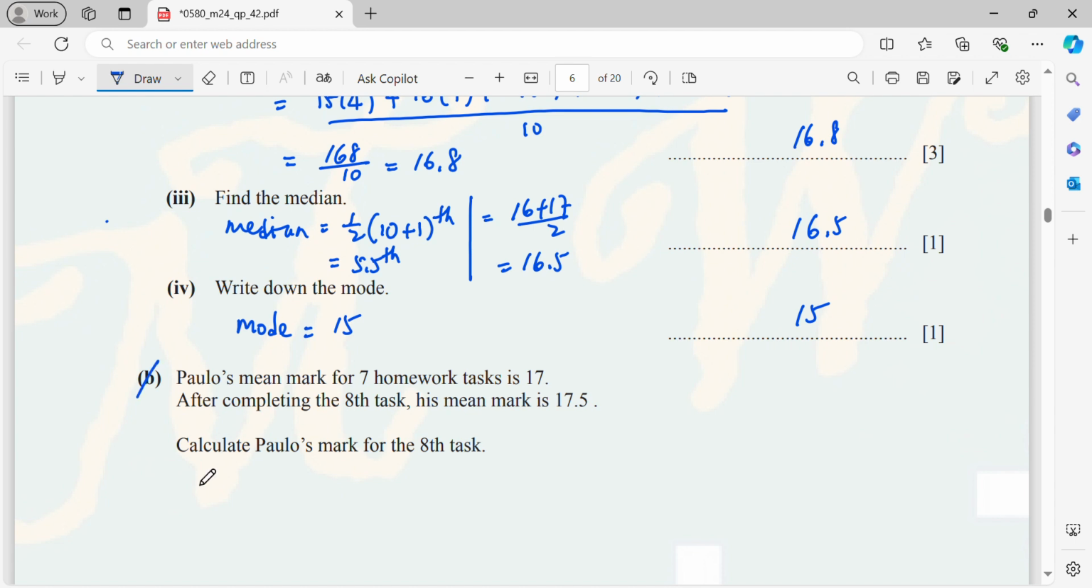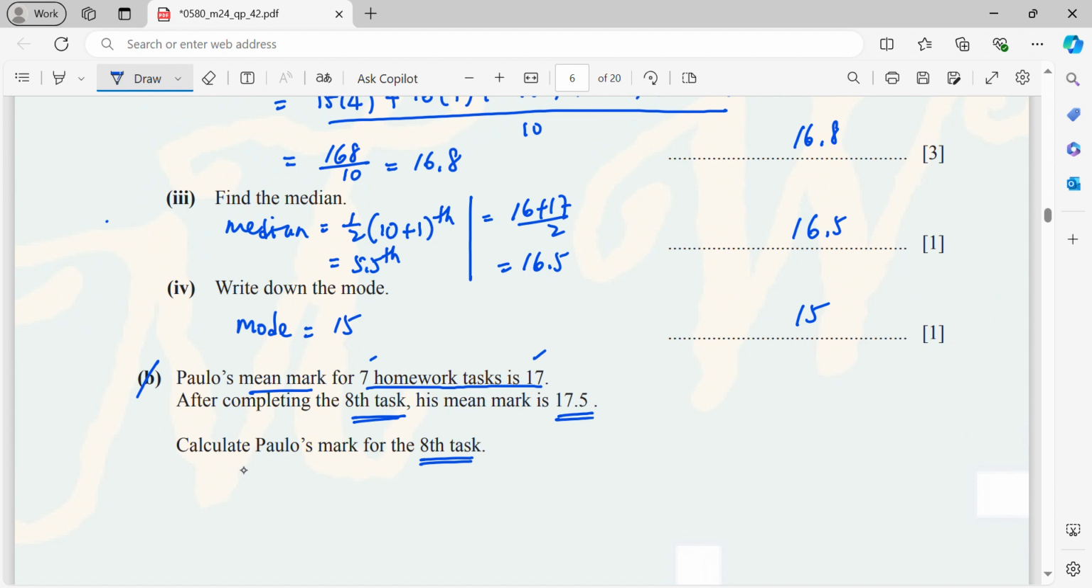Move on to B. So Paulo's mean mark for 7 homework tasks is 17. After completing the 8th task, his mean mark is 17.5. Calculate Paulo's mark for the 8th task. So now 17 is for 7 homeworks, right? So the mean is basically, now the total marks.